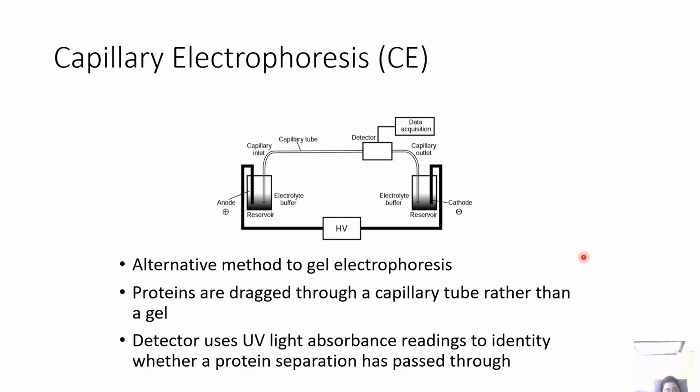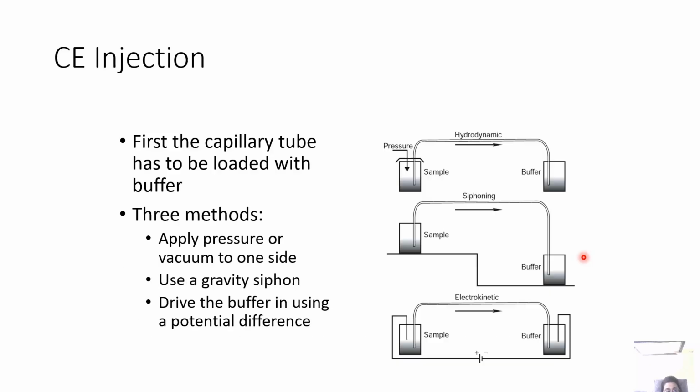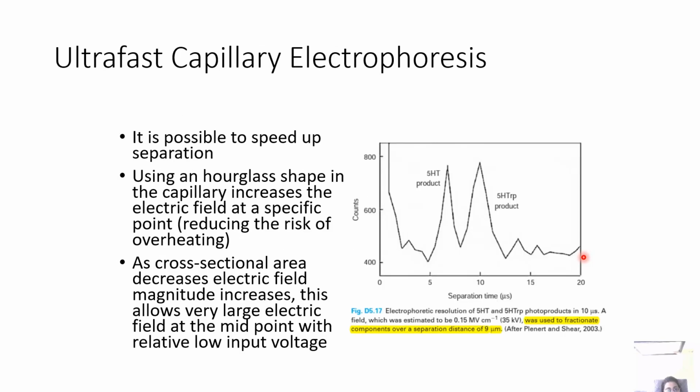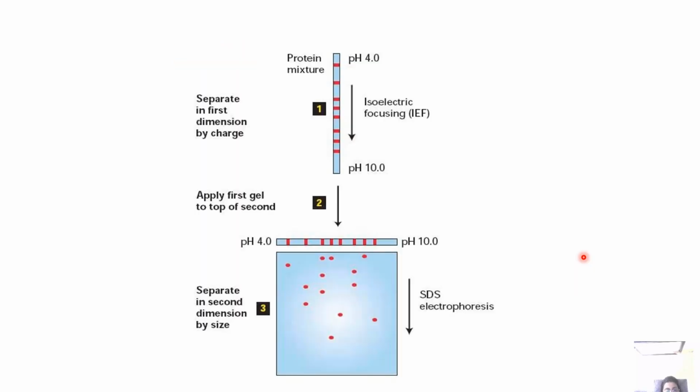What is capillary electrophoresis? Basically, it is an alternative method to gel electrophoresis. Reagents are dragged through a capillary tube rather than a gel, and a detector uses UV light absorbance readings to identify whether a protein separation has passed through. So we'll not go into these details. So this is how it's done.